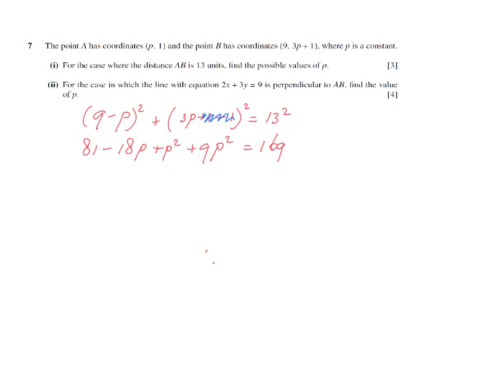So they're telling me the possible values of p, by the way. That's important. So more than 1. And that makes sense now because I have a quadratic equation, as you can see, and then you have more than one solution most of the time. 10p squared, let's put it all in order. Minus 18p, 81 minus 169, that will be minus 88 equals 0.